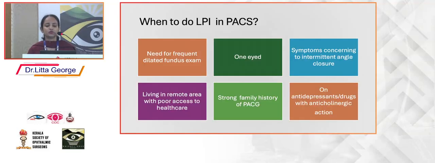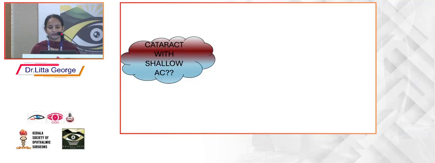So now the question is when to do LPI in primary angle closure suspects. The indications include, one is the need for frequent dilated fundus examination. This is quite significant in our scenario where we have a large diabetic population. Then in one-eyed individuals and in patients with symptoms concerning to intermittent angle closure and those living in remote area with poor access to healthcare, those with strong family history of primary angle closure glaucoma, and those patients who are on antidepressants or drugs with anticholinergic action. This has been termed as the PACS plus group.